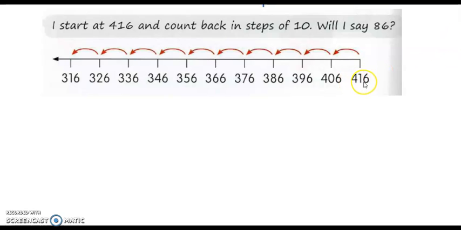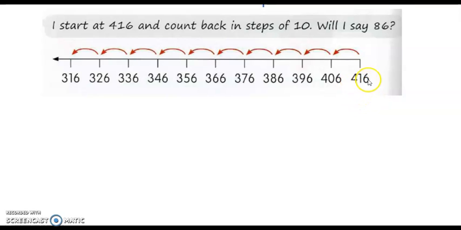So 416 minus 10 is 406. 406 minus 10 is 396. If I minus 10, I will get 386. If I still go on minus 10, I will get 376, then 366, then 356, then 346, then 336, then 326, then 316. Let's take a look at the ones place in each number.